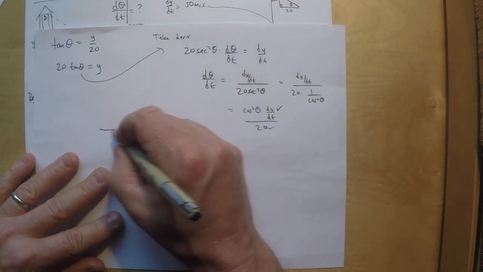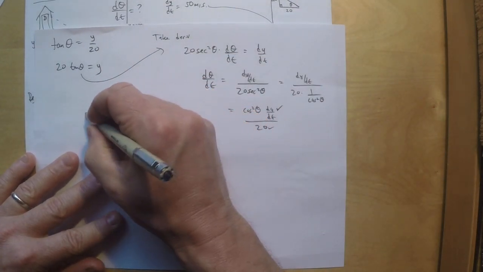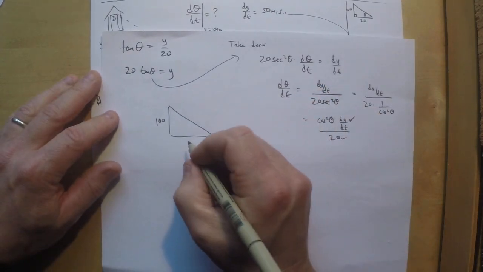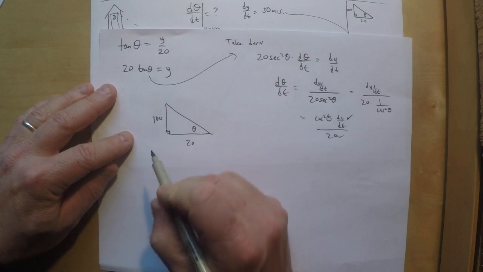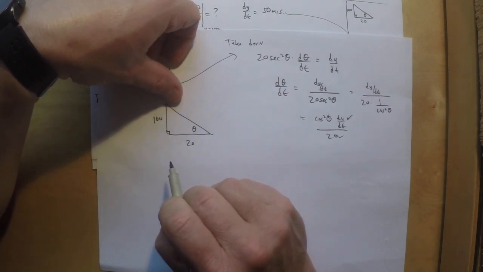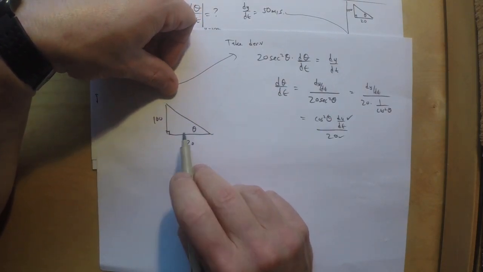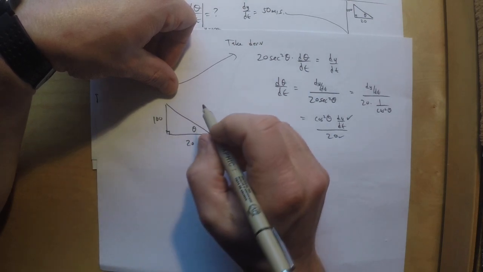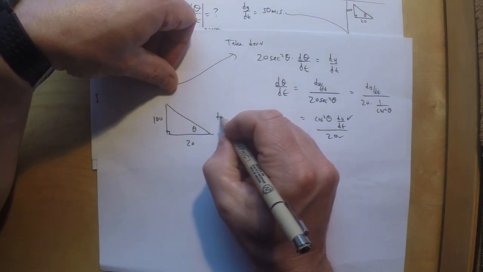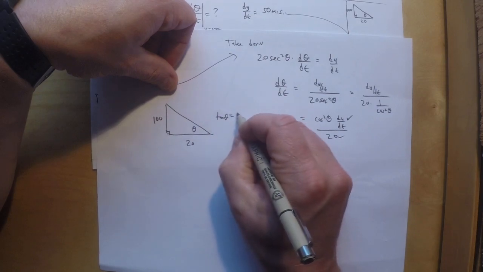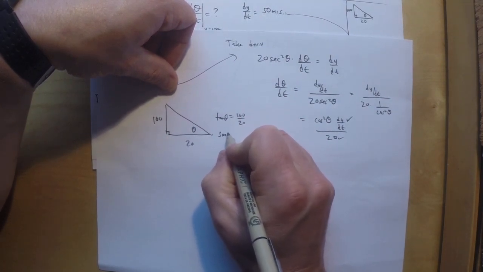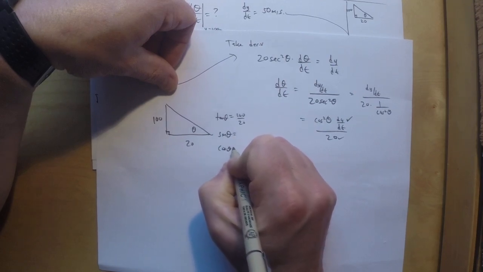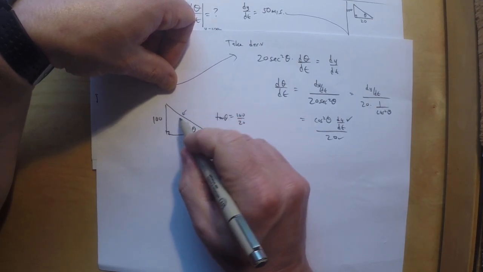Looking at this picture, and I'll draw the picture bigger now. If this is 100, and this is 20, and this is theta, I have lots of information in this picture. I can even find that angle with a calculator, but if I don't want to use a calculator, watch how this works. Do you agree that tan theta here is equal to 100 over 20? Definitely.